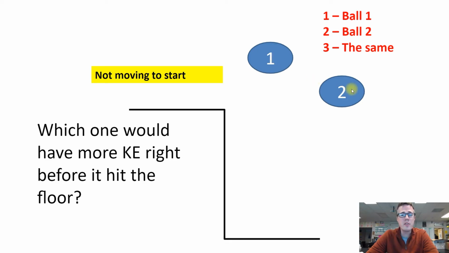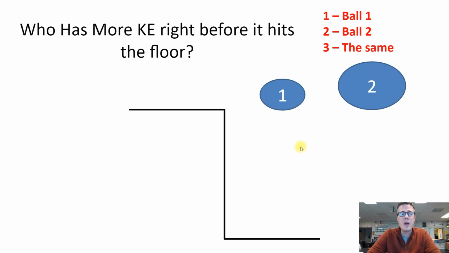So because 1 and 2 are the same mass, but one is going to be going faster, one is going to have more kinetic energy. Think about which one would hurt more if you had to put your fingers under there and let them crash into your fingers. Because one is falling from a higher height, it's going to hurt more. So now which one has more kinetic energy right before it hits the floor?